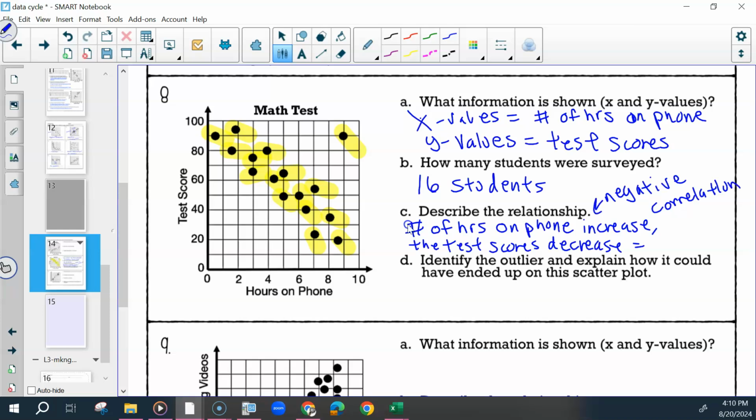And then it asks us to identify the outlier. In actuality, we really talked about this problem already, and we already touched on all of these pieces. We just didn't have all these questions with it. So we know this is the outlier because it's not with the rest of the data. To identify exactly what it is, looking at the x-axis, starting at 9, going up to 90. So they spent about 9 hours on their phone and still got a 90 on the test score.